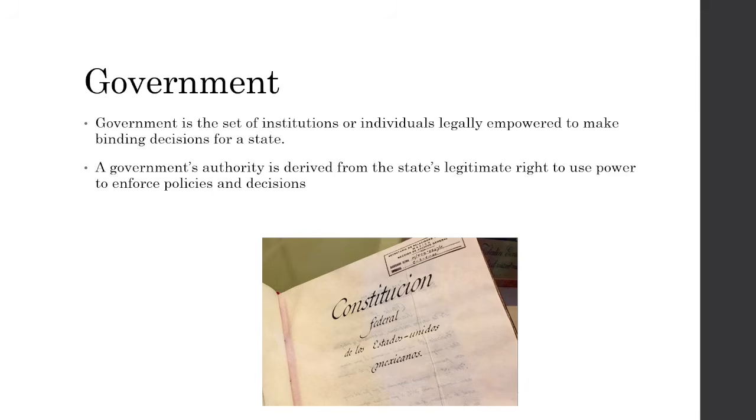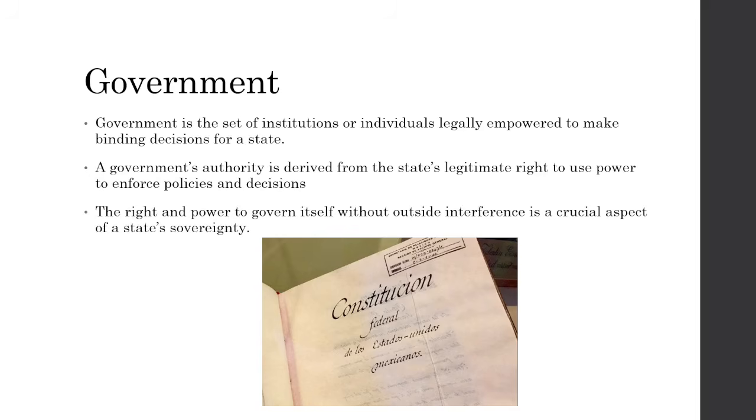So this is the Constitution of Mexico, and this gives the government authority and its right to use power to enforce policy and decisions. It outlines how policy can be passed and how it can be enforced. And the right and power to govern itself without outside interference is a crucial aspect of a state's sovereignty. It's probably one of the most important parts of state sovereignty. Without it, you don't have sovereignty.